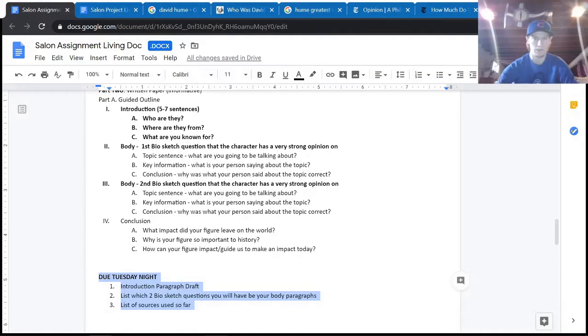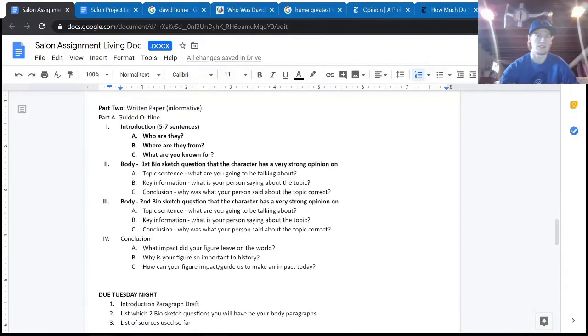All right, up here you'll see I'm looking for about 5 to 7 sentences, so it should be a full paragraph, and there's some questions to kind of guide you. The second thing, I need you to list which 2 bio sketch questions you're going to have be your body paragraphs. And we need to go back and make sure we're listing the sources we're using so far, so that when we make our bibliography, we know who we used and who to give credit to. So make sure you get these 3 accomplished for Tuesday night.